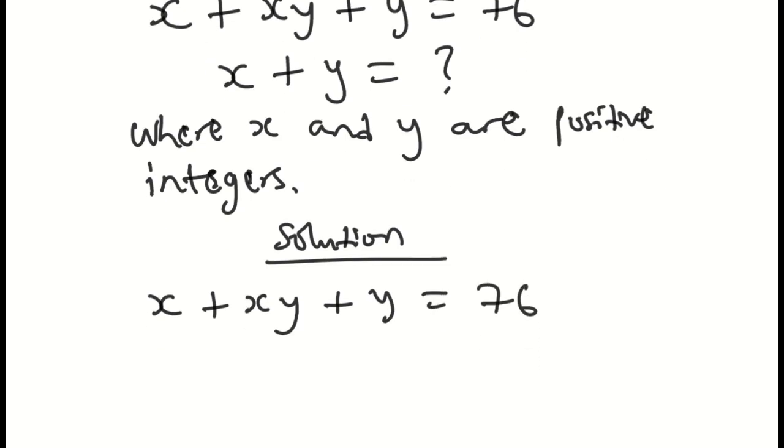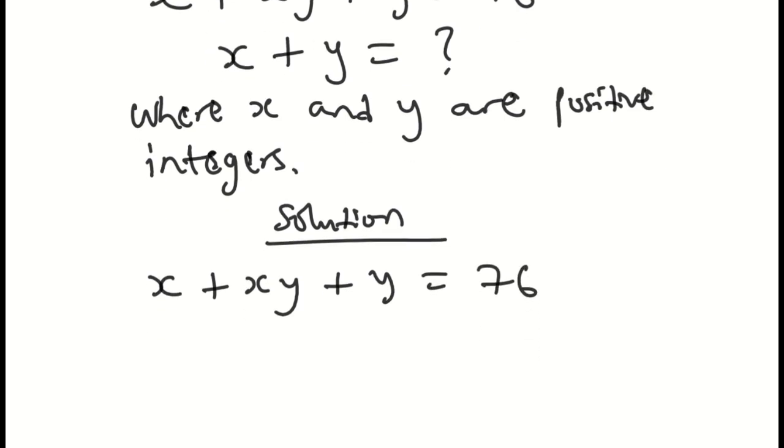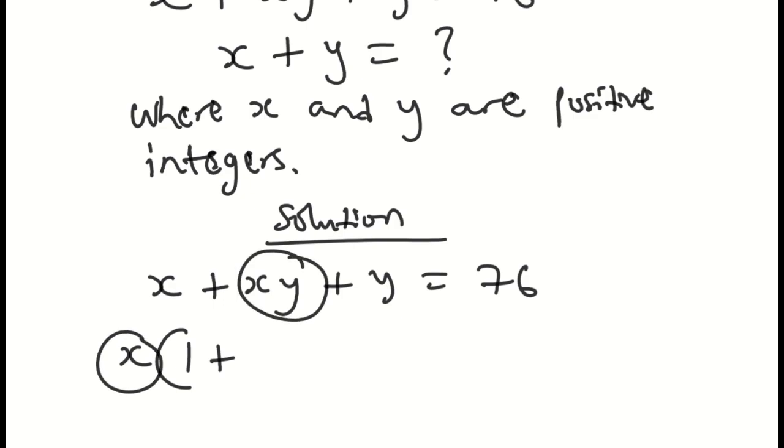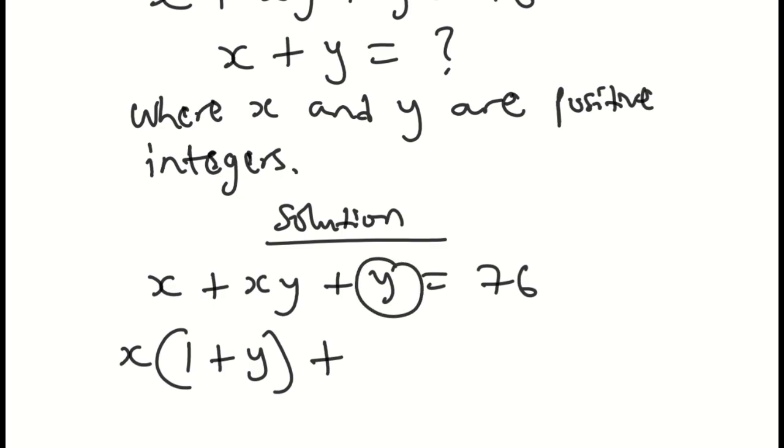I want us to take a look at the first two terms. Let's try factorizing first of all. If we factorize x plus xy, we are going to have what? What's common between x and xy? That's x. So let's factor that out. What is x into x? That's 1. Plus, what is x into xy? That's y. But we have plus y here.